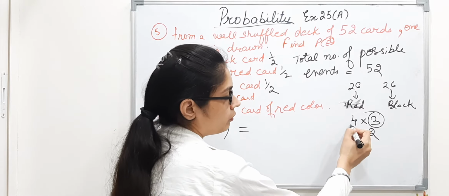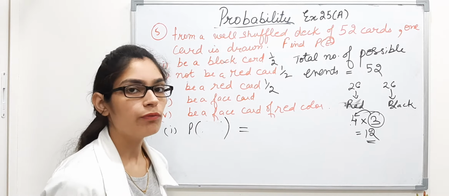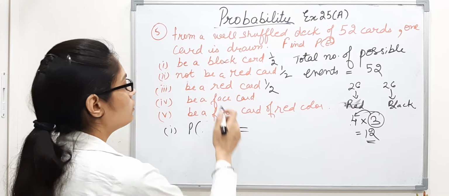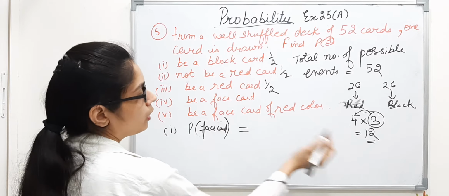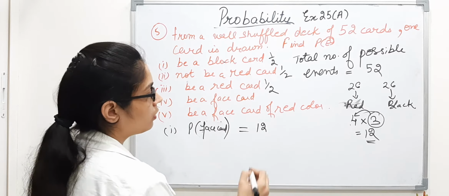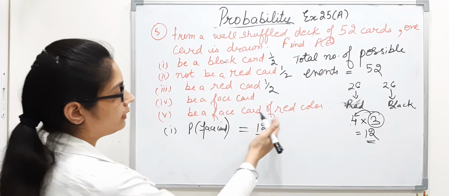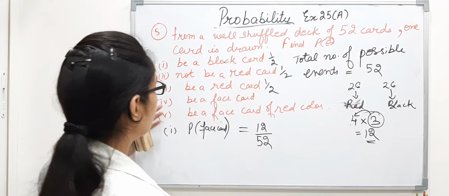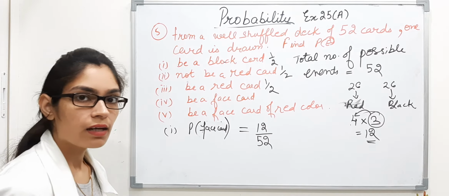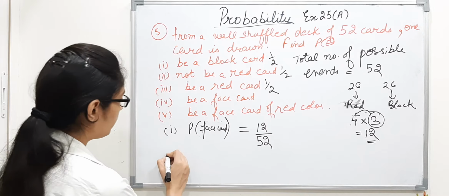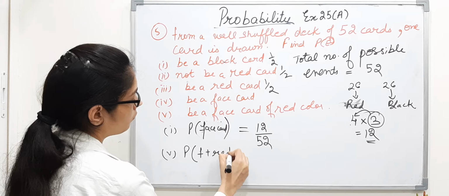And I have 4 suits and 4 into 3 is equals to 12, which means I have 12 face cards in total. So probability of a face card will be 12 face cards are there over 52. Again you can do cancellation. Then we will find the probability of a face card and red color. Last one is probability of face card plus red color.